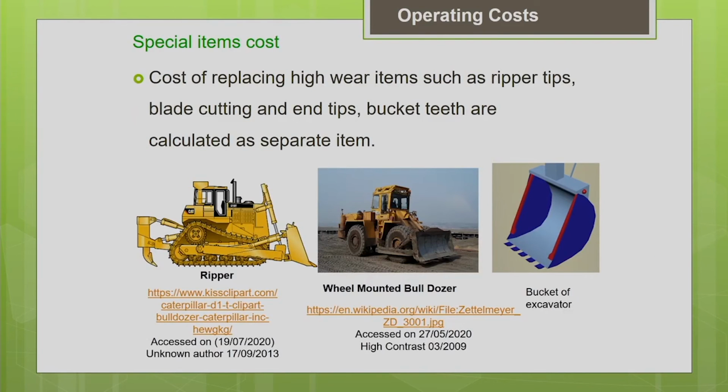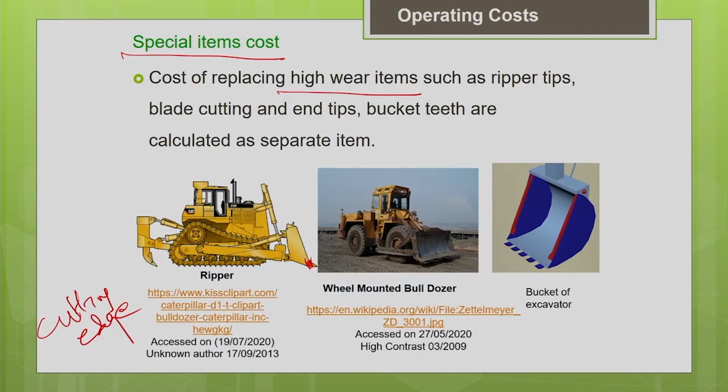The next component in the operating cost is your special items. Special items are called high wear items. That means they are subjected to wear and tear at a much faster rate, and their life is very short. Say, for example, the bulldozer blade. At the bottom of the blade you can see the cutting edge, which is just bolted to the bottom of the blade. This cutting edge gets worn out fast depending upon the project working condition. If it is a very rough or severe working condition, wear and tear will be faster, so you have to replace the cutting edge at a very short time interval.